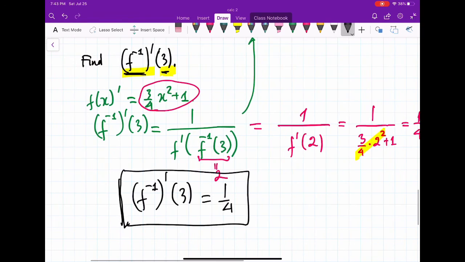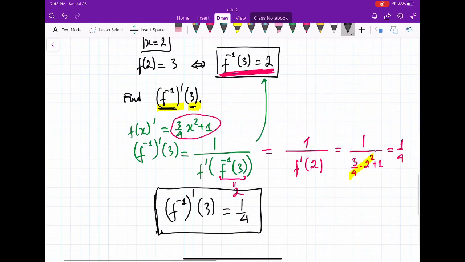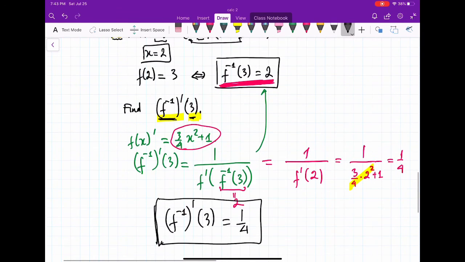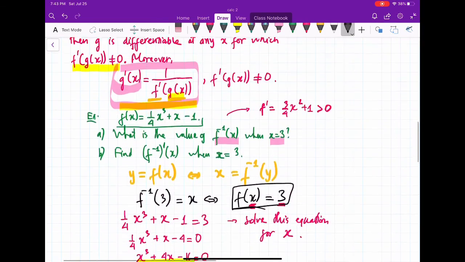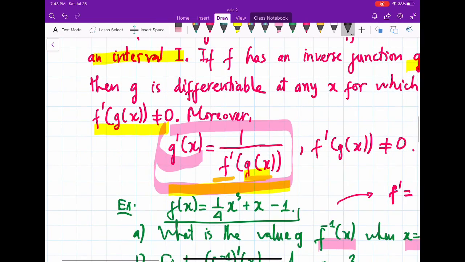This is very interesting. So again, what does the derivative of a function mean? That is the slope of the tangent line at that point. So you can use that formula right here to find the slope of the tangent line to the graph of the inverse function at some point, if you know the function, even if you don't have to find the inverse. That is very interesting and very nice.